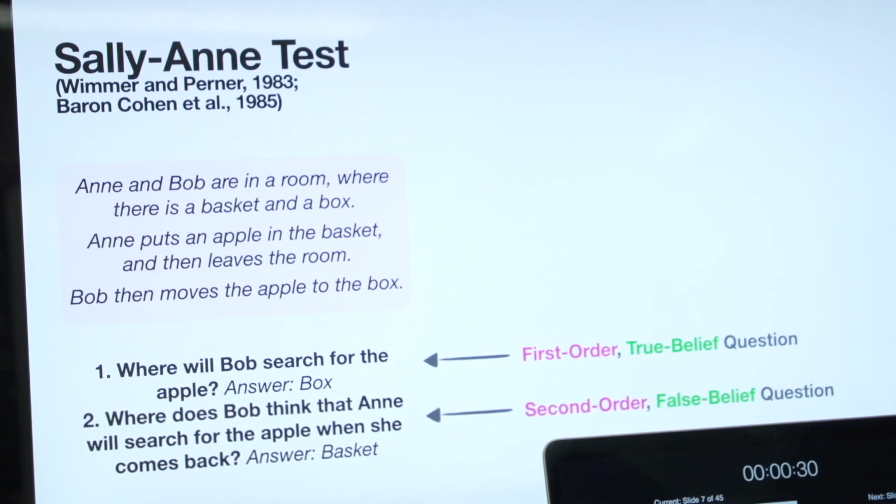Text on the monitor in Melanie's office reads, Sally-Anne test, Wimmer and Perner, 1983, Baron-Cohen et al., 1985. Anne and Bob are in a room where there is a basket and a box. Anne puts an apple in the basket and then leaves the room. Bob then moves the apple to the box. 1. Where will Bob search for the apple? Answer, box. 2. Where does Bob think that Anne will search for the apple when she comes back? Answer, basket. An arrow which points to question 1 features text, first order, true belief question. An arrow which points to question 2 features text, second order, false belief question.